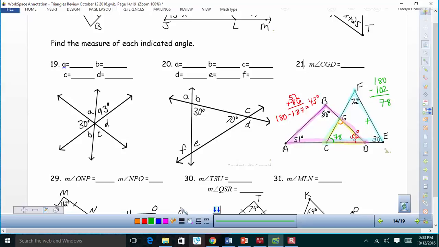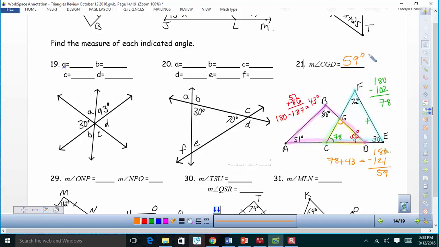And then now how can I find that third measure? Good. 78 plus 43 gives me 121, and then I subtract that from 180, and it makes that measure 59 degrees.